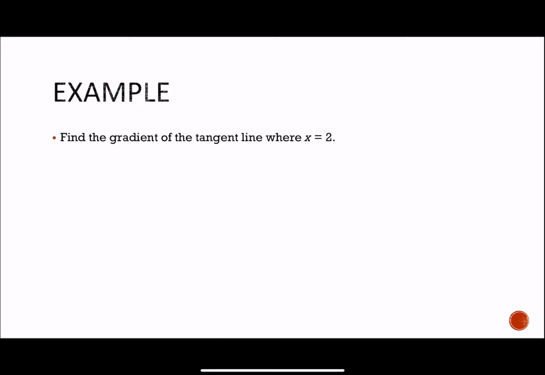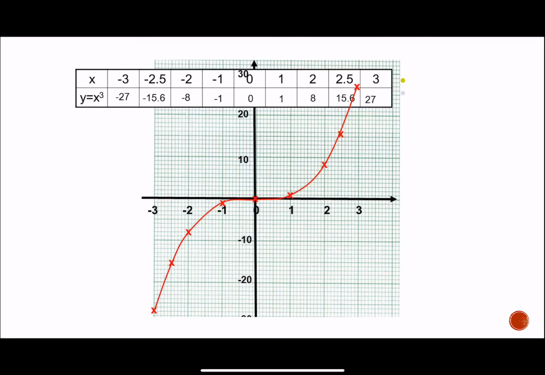Okay, so let's use a proper example now. Let's say we're supposed to find the gradient of the tangent line where x equals 2. Supposing we have already been given a table of values, and we have plotted out a cubic graph. So this is a cubic graph. They want you to draw a tangent line where x equals 2. The point that I've just circled there is the point where you need to draw the tangent line. That is where x equals 2 is on the graph. I've written it down here very clearly, so you can't miss that.